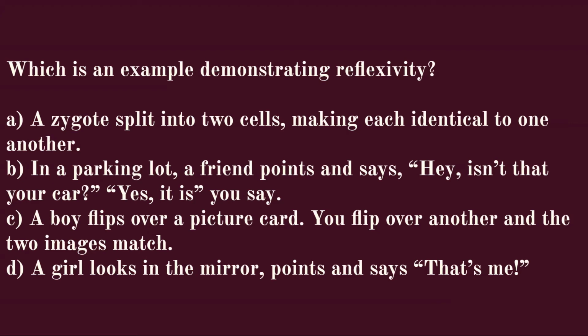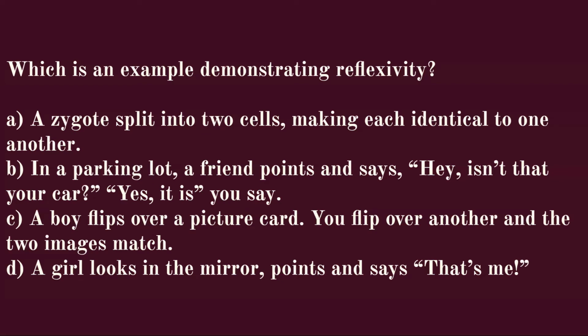When we move on to C, I see a boy flips over a picture card, you flip over another, and the two images match. This one is pretty close. What we would need to see is an individual put those two cards together. The question here is just telling you that they match. We don't see a derived relation. So maybe you flip it over, and you say, hey, that's the same as my card, and you match those, that would be reflexivity.